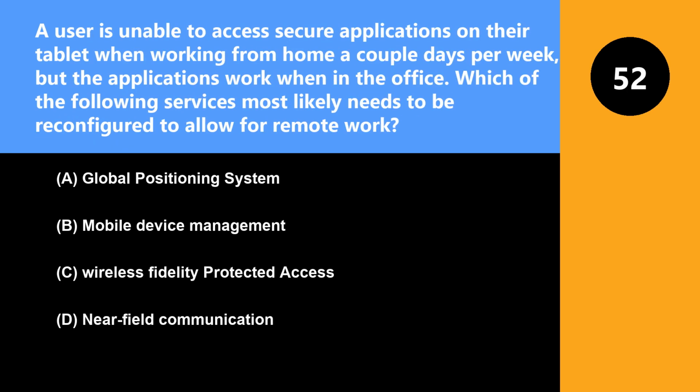Question 52. A user is unable to access secure applications on their tablet when working from home a couple days per week, but the applications work when in the office. Which of the following services most likely needs to be reconfigured to allow for remote work? Option A, global positioning system. Option B, mobile device management. Option C, wireless fidelity protected access. Option D, near-field communication. The correct answer is option B, mobile device management.